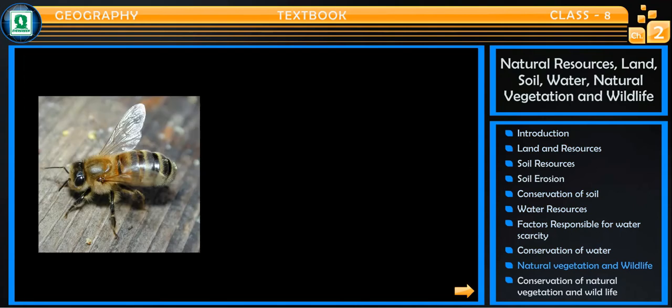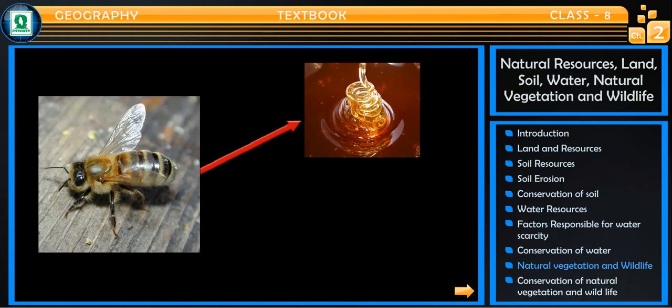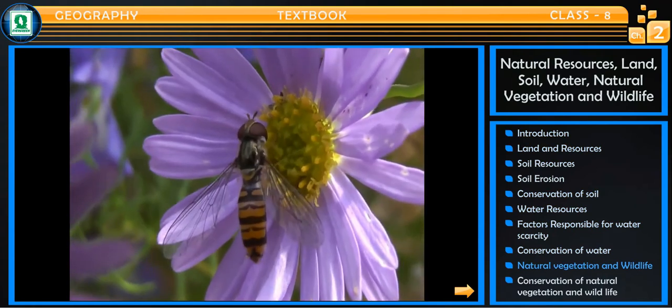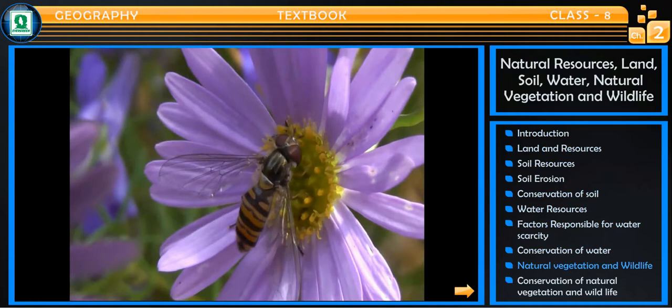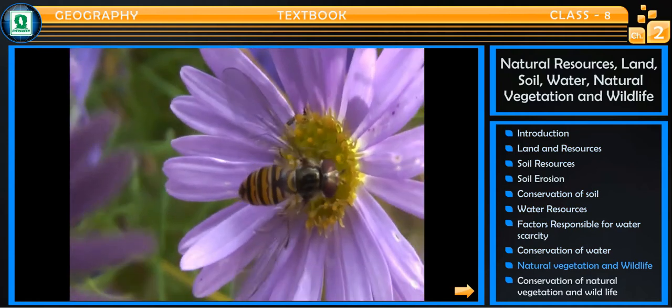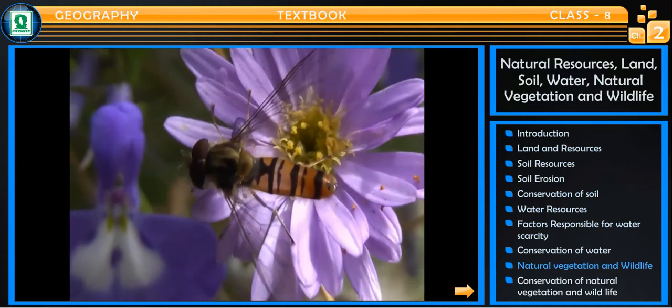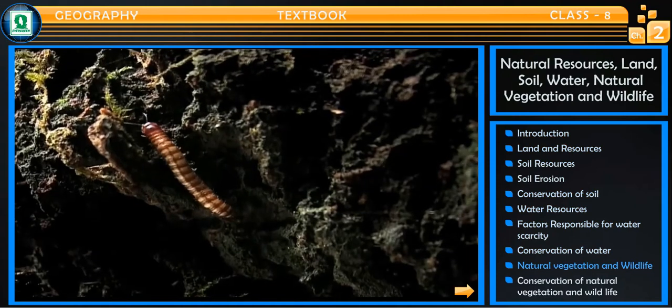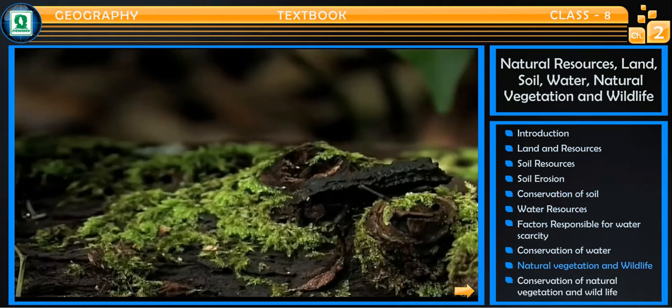Insects like bees provide us honey, help in pollination of flowers, and have an important role to play as decomposers in the ecosystem. So animals, big or small, all are integral to maintaining balance in the ecosystem.